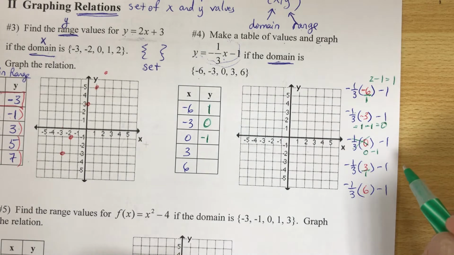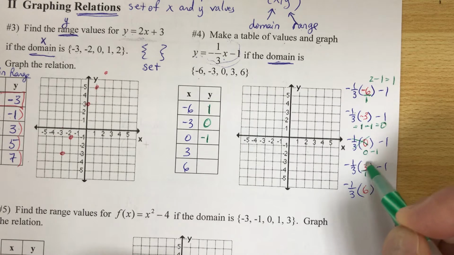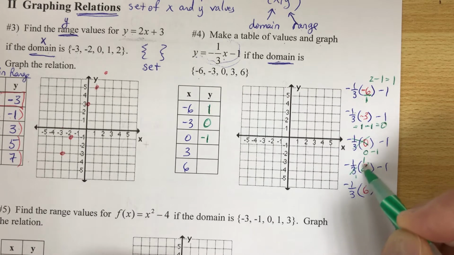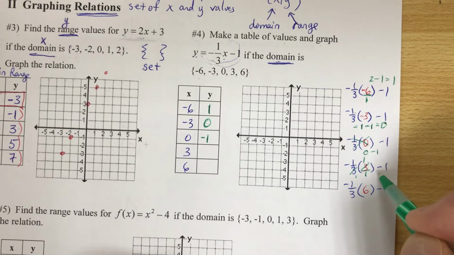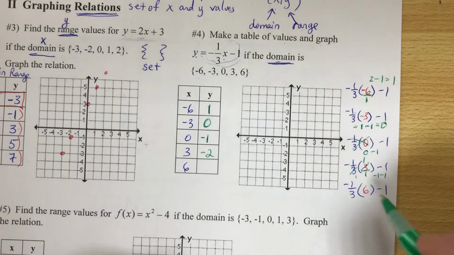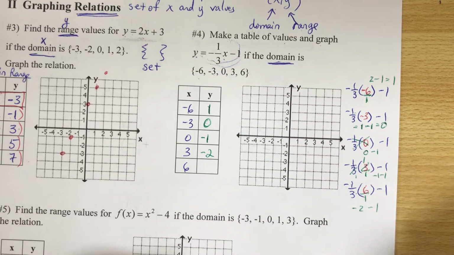One of the things with fractions, you can divide first if you want. I can do 3 divided by 3, which reduces to 1. And this whole thing is -1 minus 1. And -1 subtract 1 is -2. And the last one, -1/3 times 6, is -6 divided by 3, -2 minus 1, which is -3.